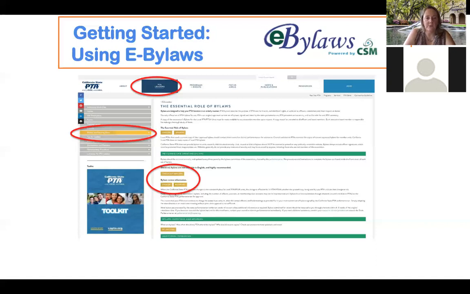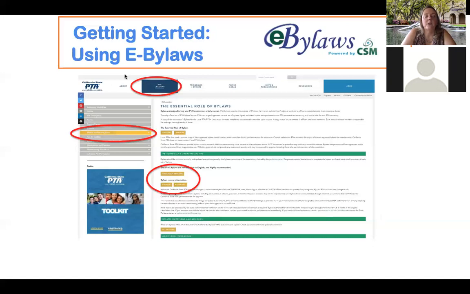And there are other certain things you will know when you go into e-bylaws. There will be certain things that it lets you change, and certain things that it doesn't let you change. The things that you can't change are things that the state requires. Some of those are national PTA requirements. Some of those are requirements for nonprofits. But you have some flexibility to suit your unit.